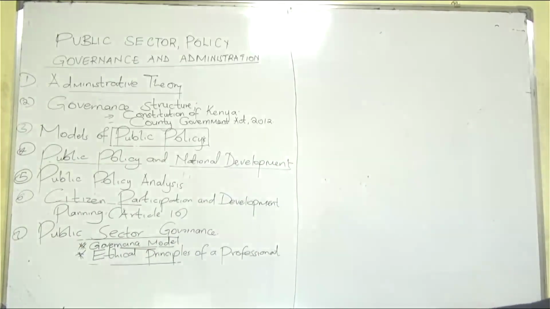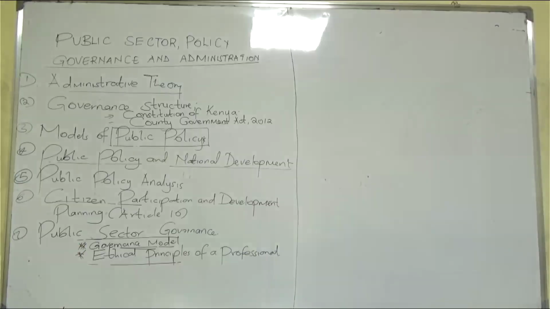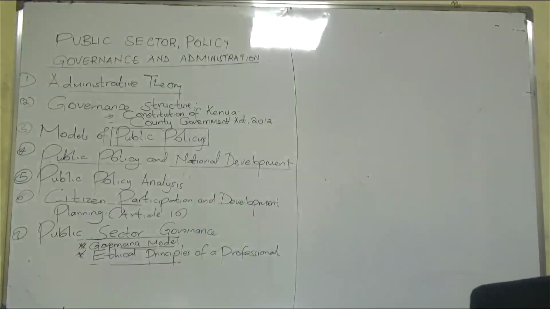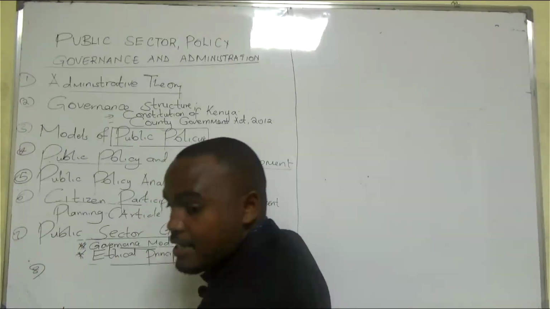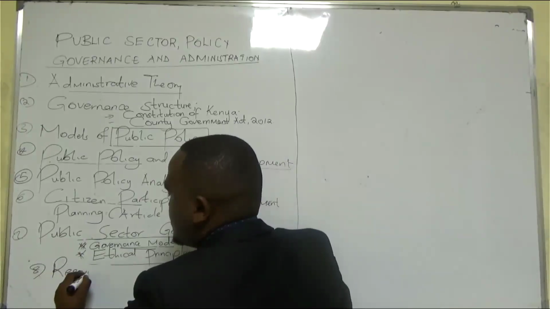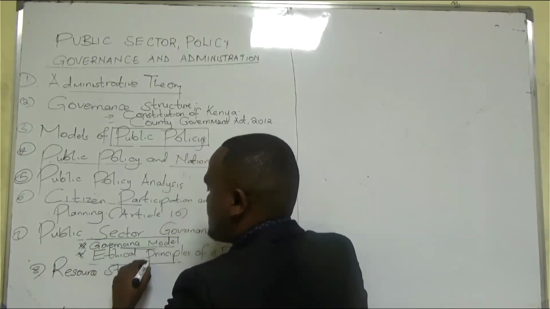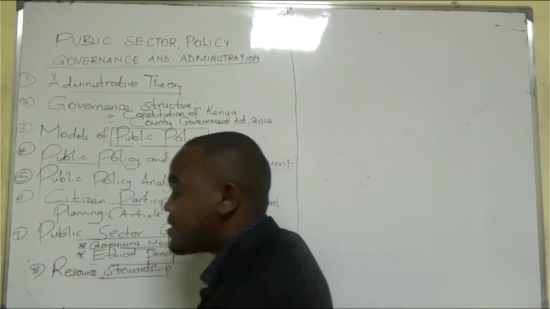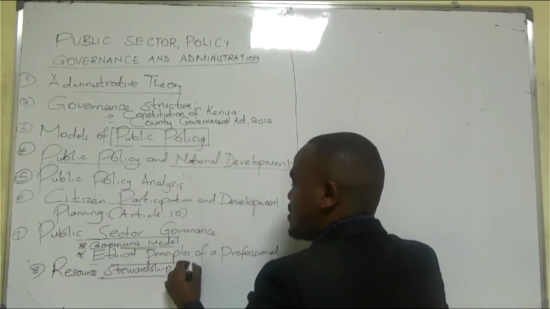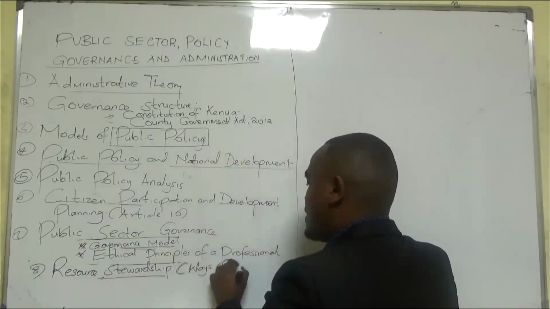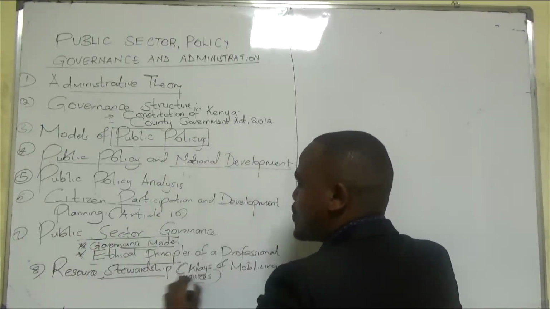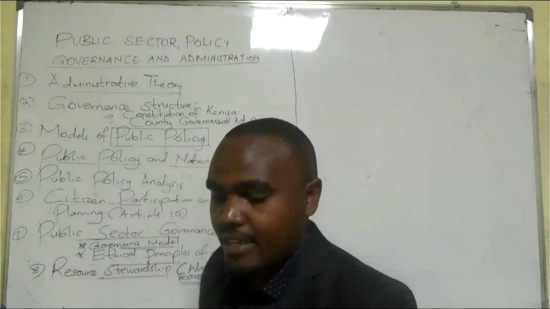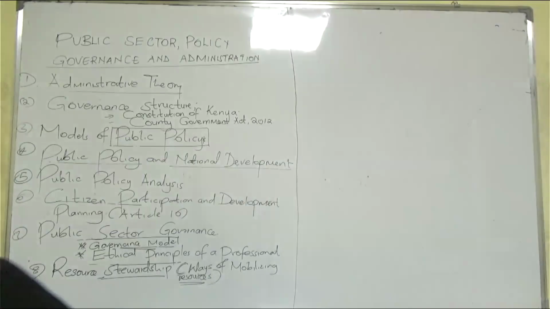A very common concept will be, what is value-based leadership? If you go through your past papers, the question on value-based leadership is very common. Topic 8, resource stewardship. When you talk of resource stewardship, it means what are the different ways we mobilize resources in our institutions? When we talk of mobilizing resources, we are just saying, what are the different ways we can get the finances of our companies? That is what we'll be discussing here.